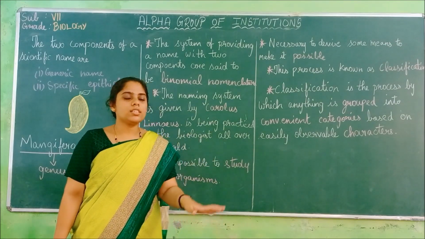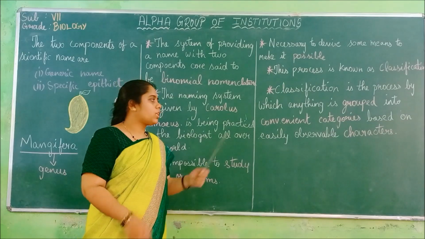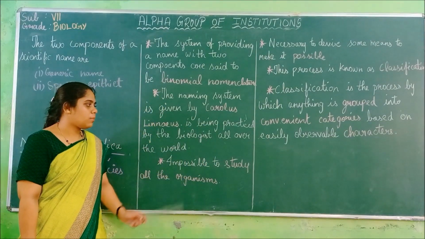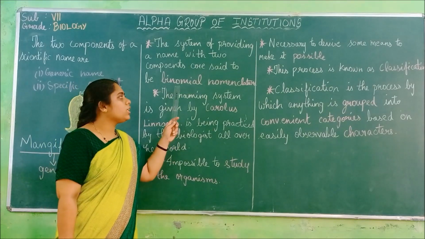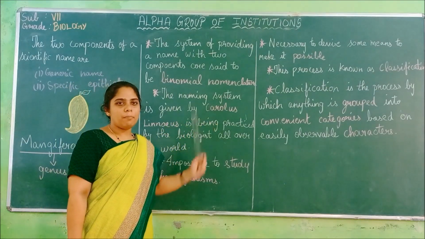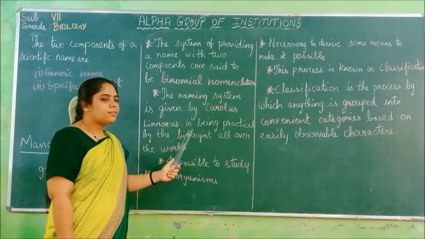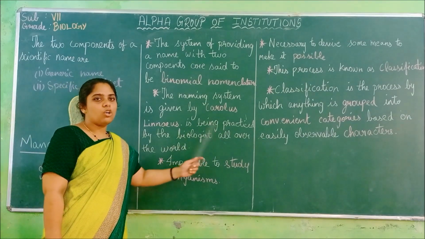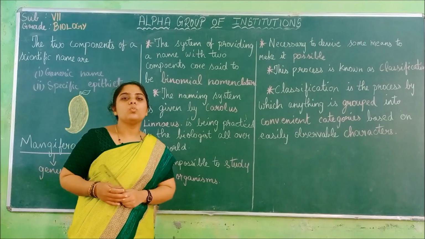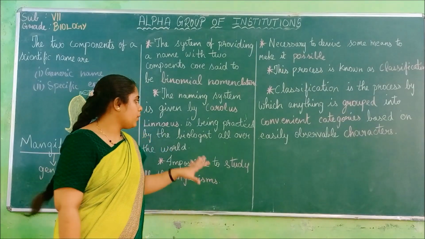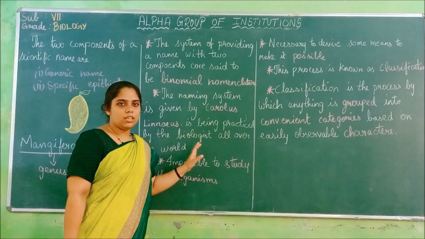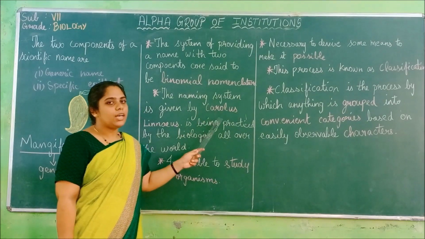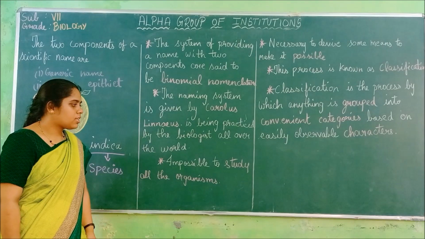So those are the things done by taxonomists. Carolus Linnaeus was a famous taxonomist. He brought about the binomial nomenclature, and it is practiced by biologists all over the world. All over the world, biologists have been practicing this binomial nomenclature, which was developed by Carolus Linnaeus.